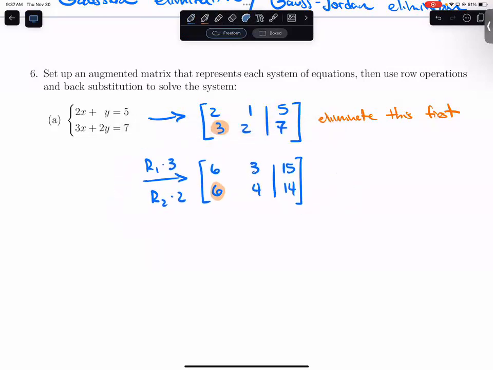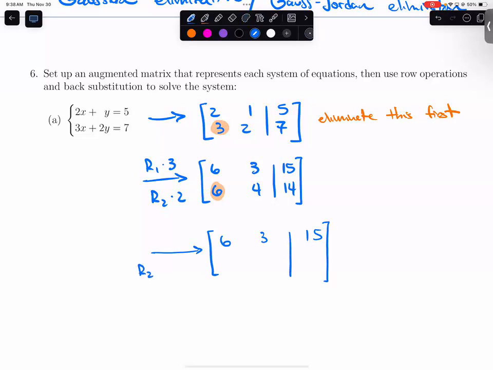I didn't really need to multiply this one by 3 necessarily. So if you're comfortable with going off to the side and doing that, like that number 2 we did on the first page, then that's fine too. I don't need to actually change what's in row 1. Now to get rid of that 6 in the lower left, subtract. So I'm going to leave row 1 alone, but I'm going to replace row 2 with row 1 minus row 2.